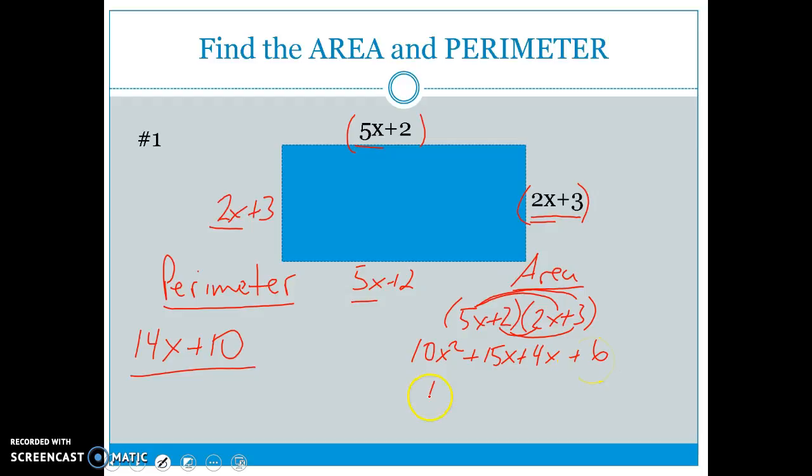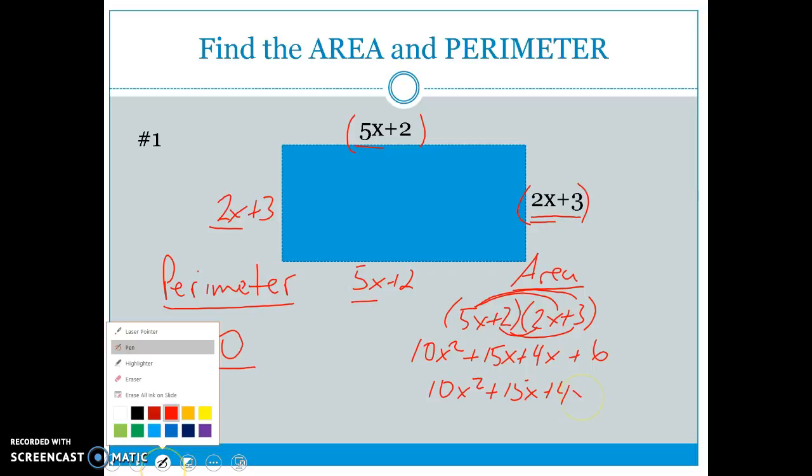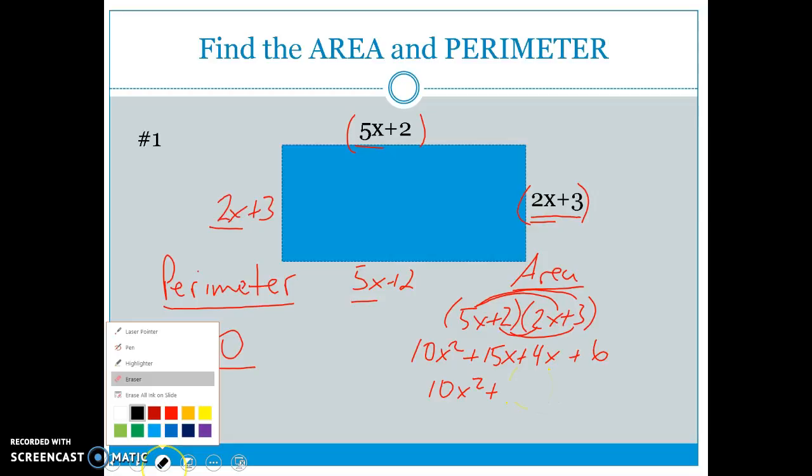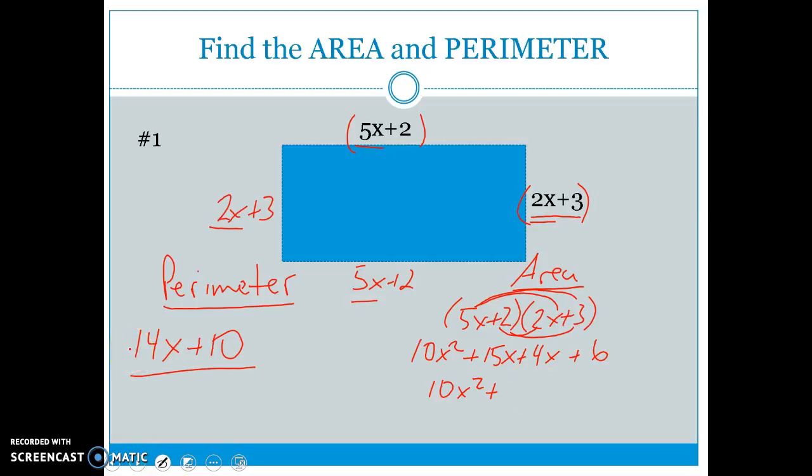So when I combine my like terms, I'm going to have 10x squared plus 15x plus 4x. Well, 15x plus 4x, I can actually combine those two things. 15x plus 4x is 19x, and then plus 6. And so my area is 10x squared plus 19x plus 6.